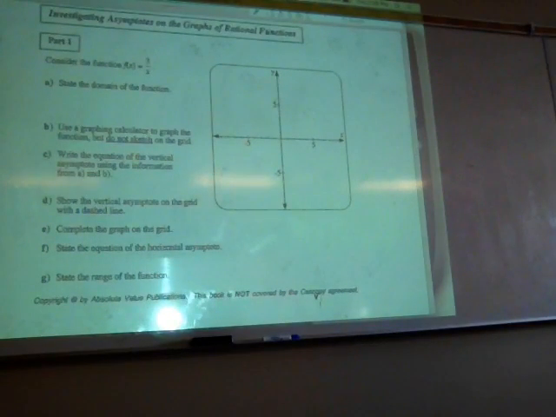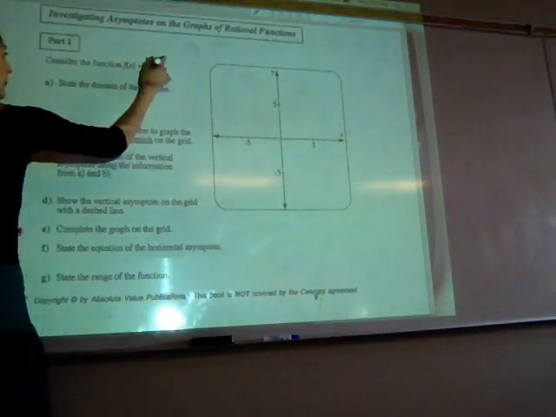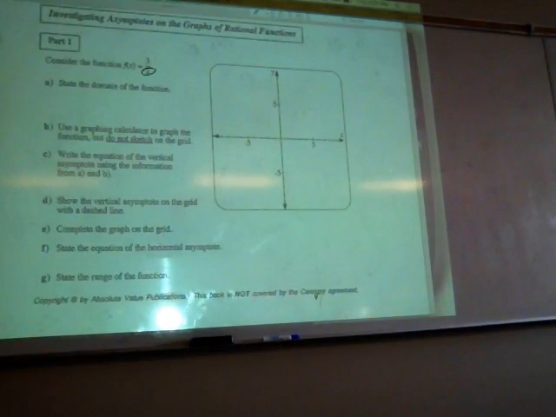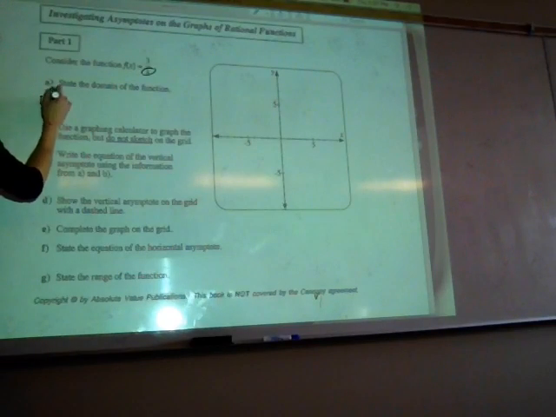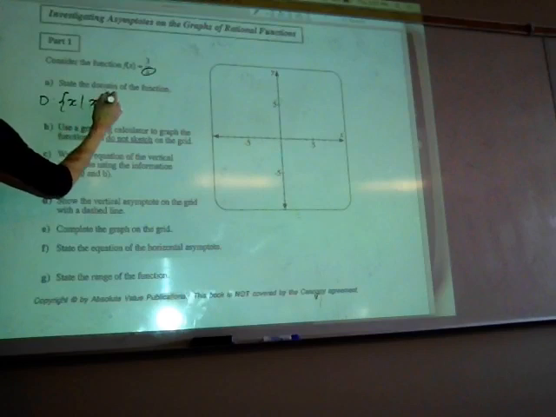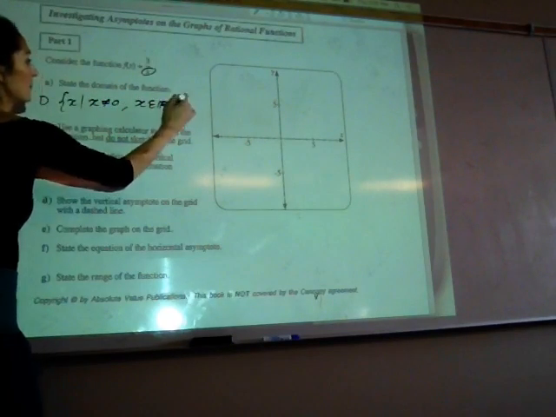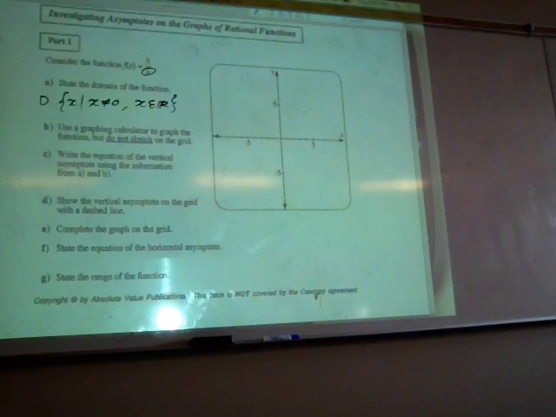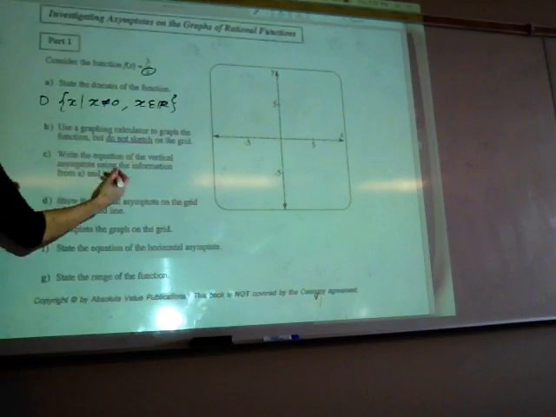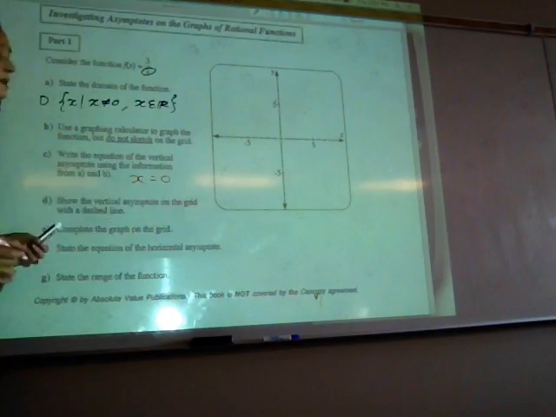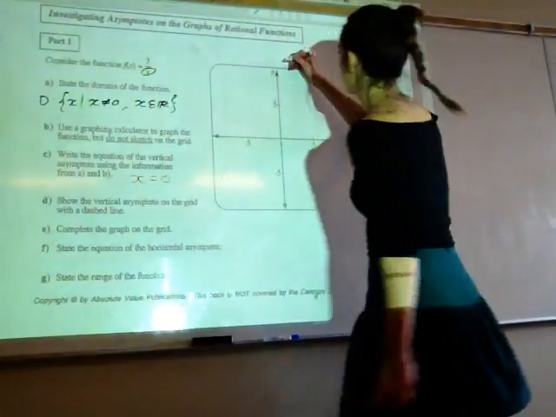So let's check out 3 over x. First of all, just looking at the denominator x, what would be your restriction on the domain? What's your non-permissible value? 0. So for our domain, x cannot equal 0, and everything else will be real numbers. So if x cannot equal 0, we've already found our vertical asymptote, and the equation will be x equals 0.